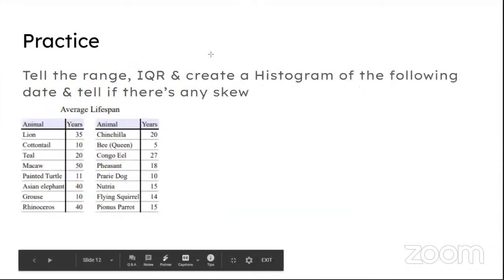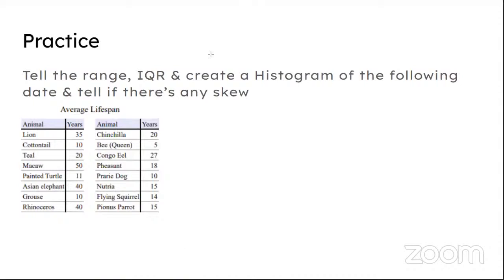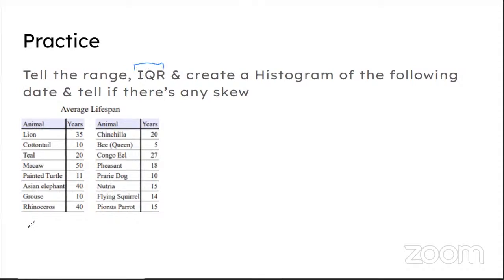All right, so here we're supposed to tell the interquartile range as well as the range. So it says tell the range, the interquartile range, and create a histogram of the following data and tell if there's any skew. All righty, so we need to put these in order from least to greatest. Because that's going to be the way to tell the interquartile range.